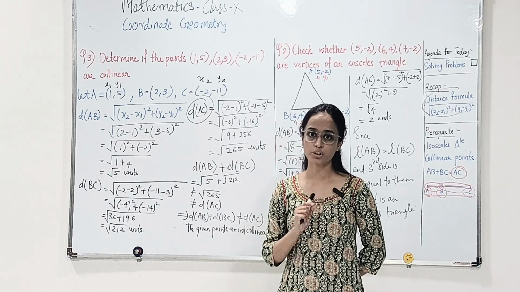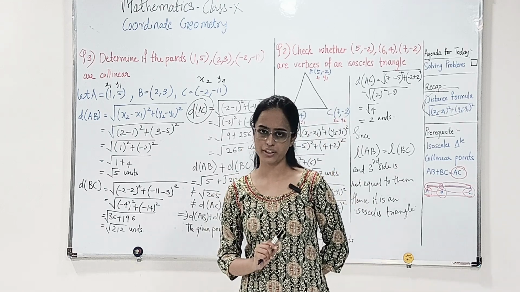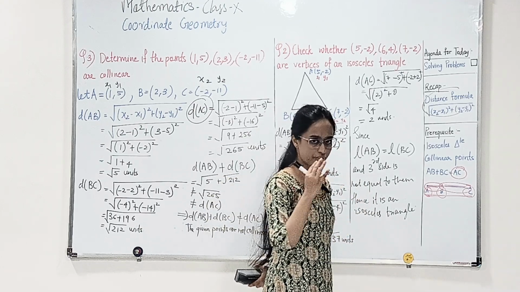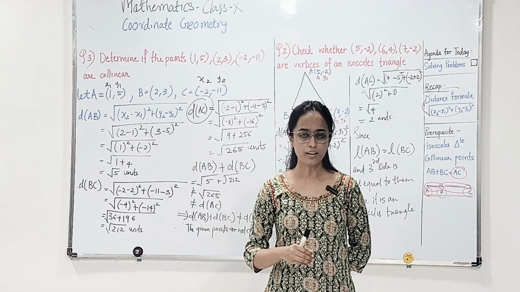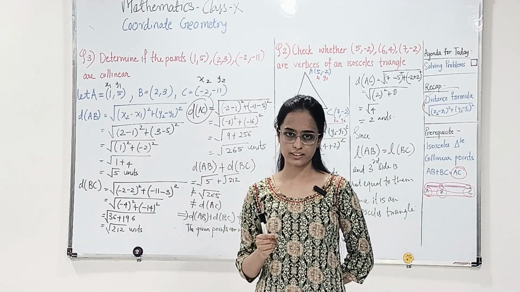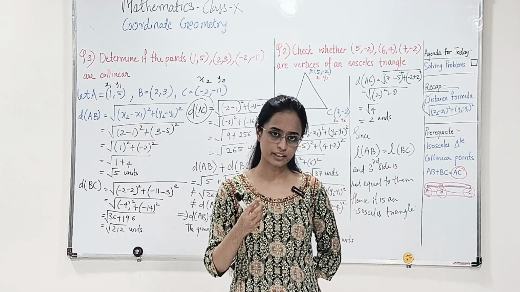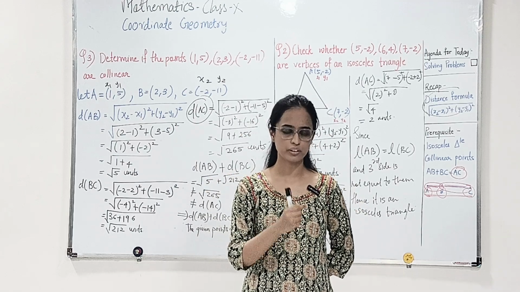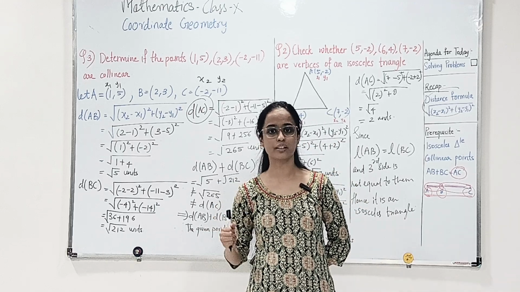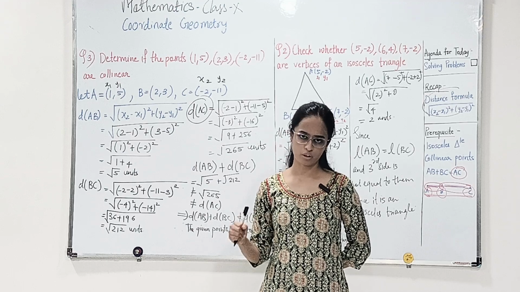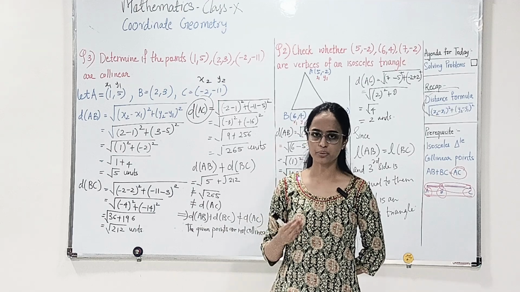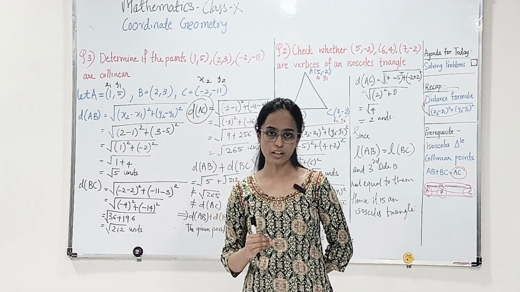The question here was to determine if the points are collinear or not. To sum up today's class, we solved 3 problems using the distance formula. In the first problem we showed that the given points are the vertices of a square. In the second problem, again using the distance formula, we showed that the given points form an isosceles triangle. In the third one, we were supposed to determine if the points are collinear or not, and finally we got that the points are not collinear because they do not satisfy the conditions for collinear points.